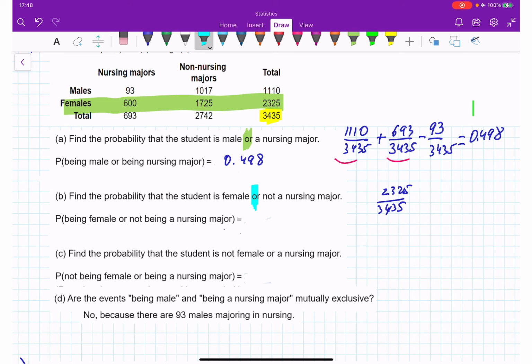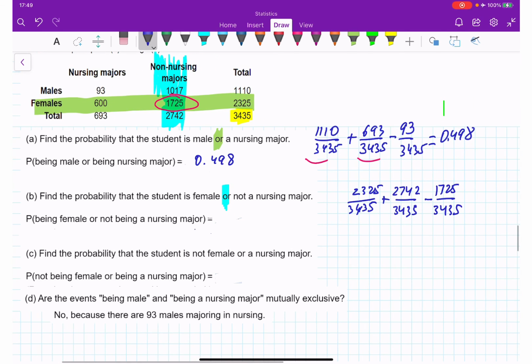It's going to be this one, right? Not a nursing major. So total 2742 plus 2742 over 3435. And which one is repeating here? This number, 1725, right? Therefore, I need to subtract to eliminate duplicate. 5 over 3435. And the answer is going to be 0.973.